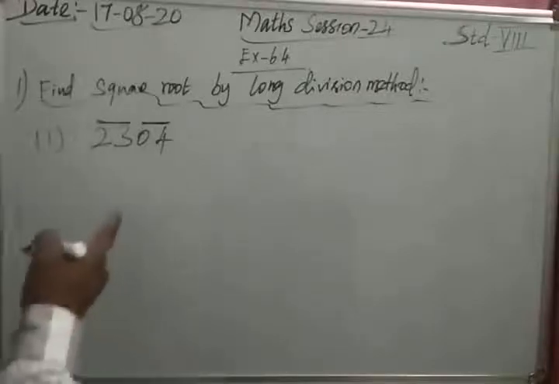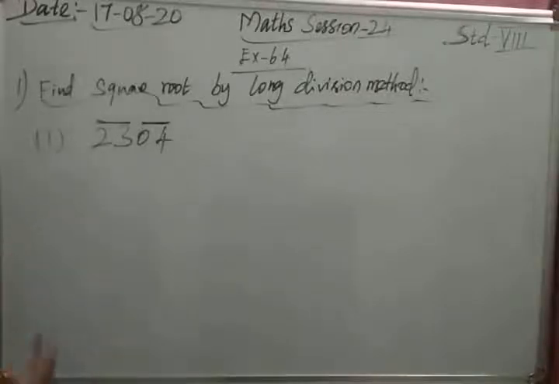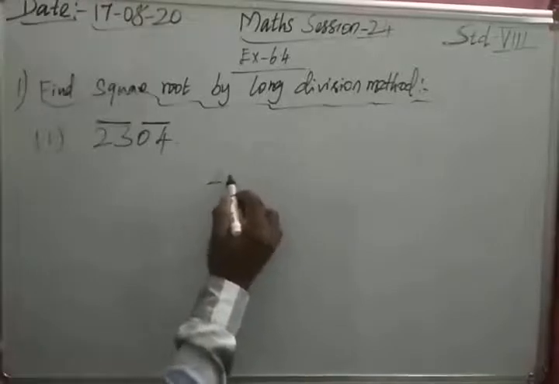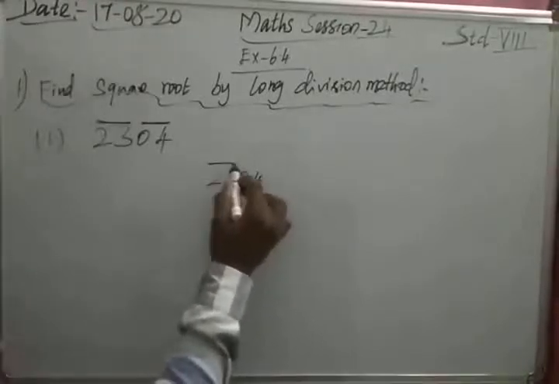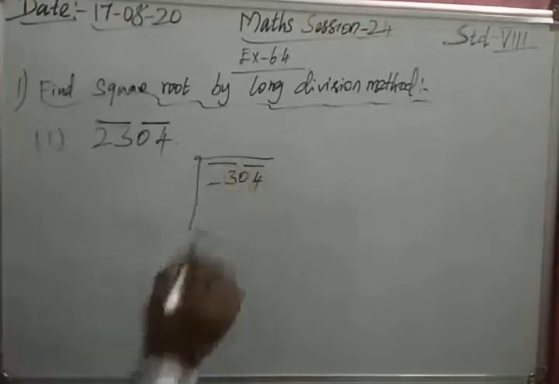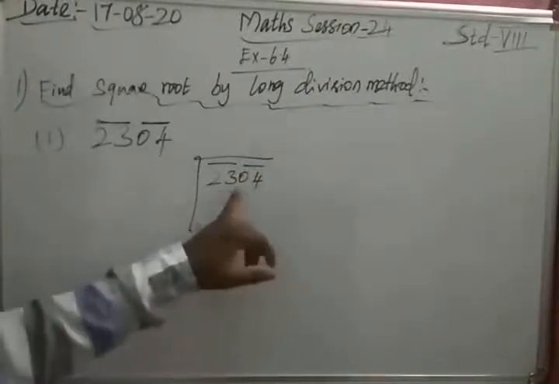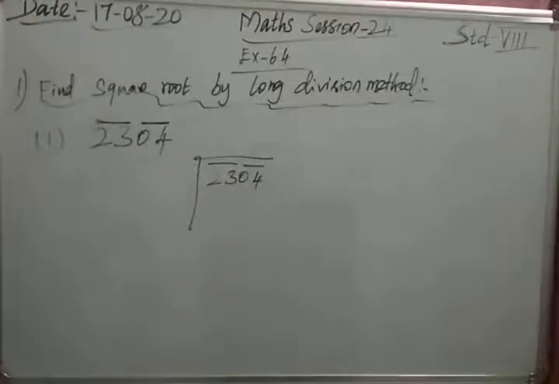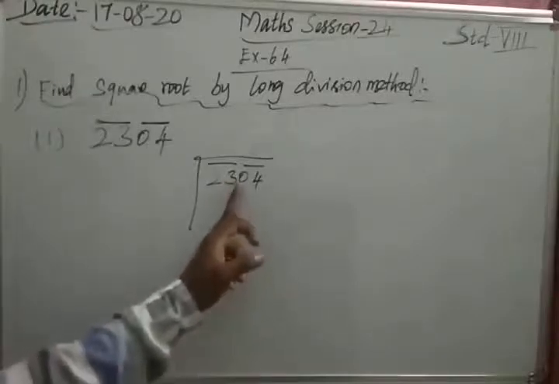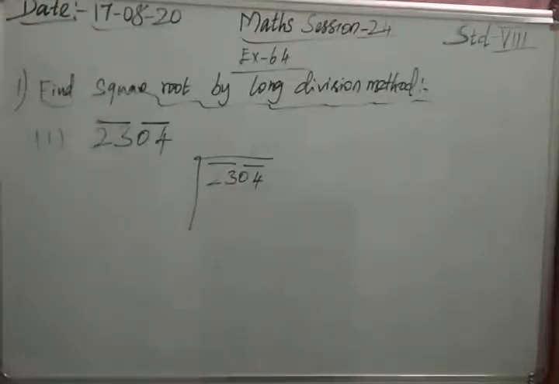So first we are going to do the long division method for the first question, 2304. For the first bar value we have to take it. In the bar value, what is the number? 23. Within the 23, what is the largest full square? We have to find that out.